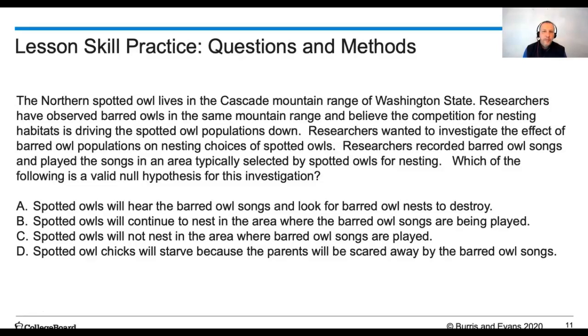Welcome back. For this question, you were looking at which of the following is a valid null hypothesis for this investigation involving northern spotted owls. Your answer should have been B, spotted owls will continue to nest in the area where the barred owl songs are being played.